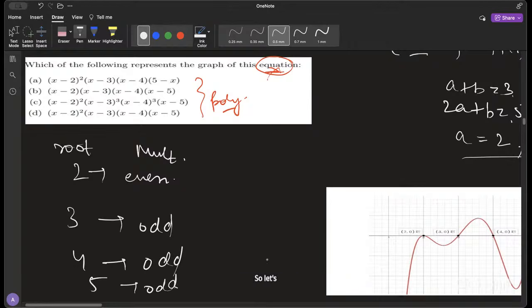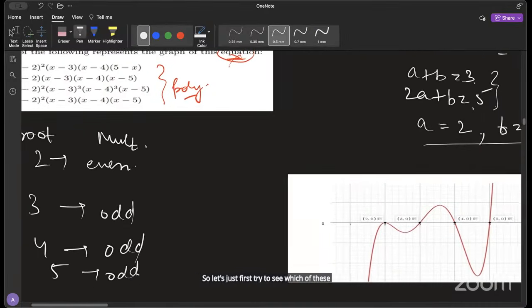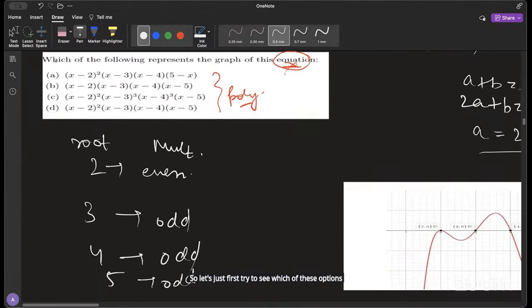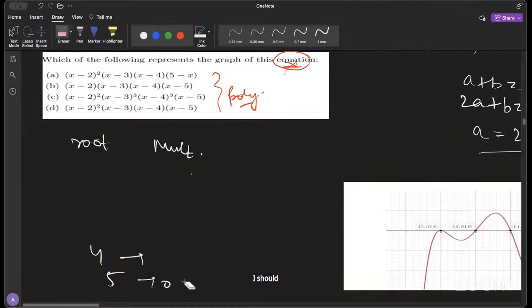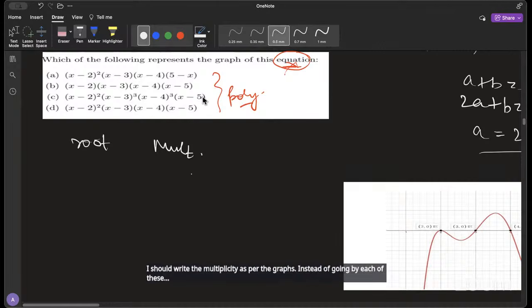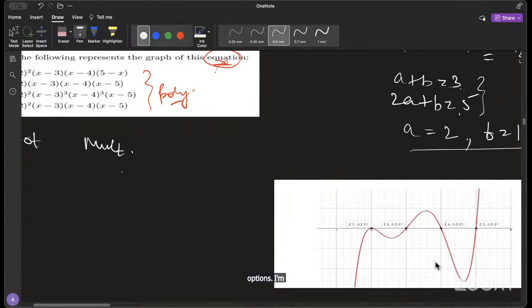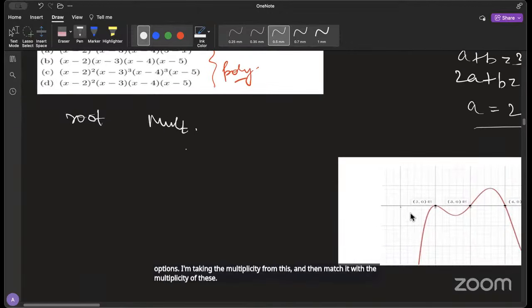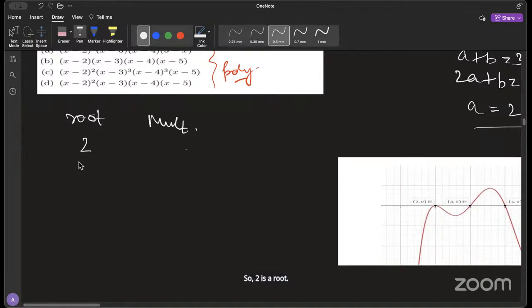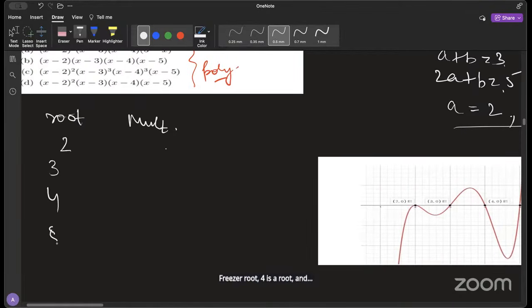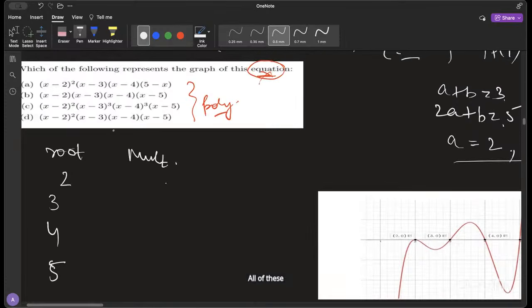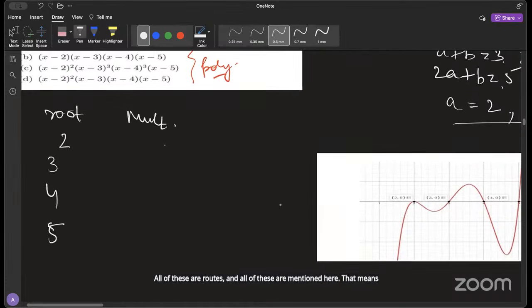Because there are so many options here, I should write the multiplicity as per the graph. Instead of going by each of these options, I am taking the multiplicity from the graph and then matching it with the multiplicity of these. So 2 is a root, 3 is a root, 4 is a root, and 5 is a root. All of these are roots and all of these are mentioned here. That means there's no problem there.